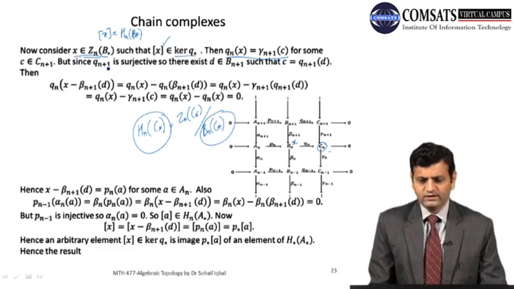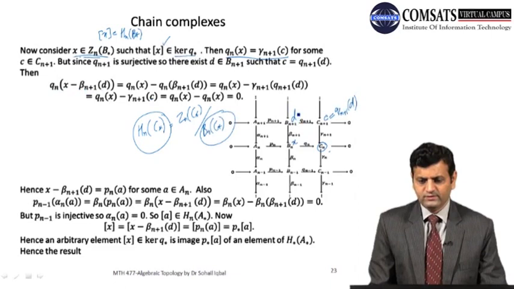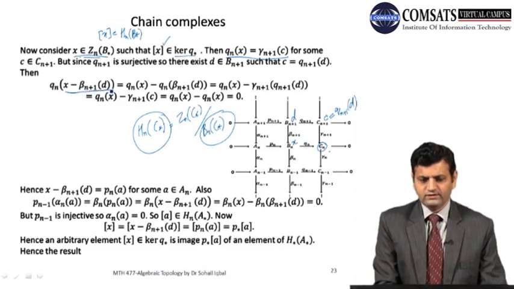But since Qn plus 1 is surjective, there exists D belongs to Bn plus 1 such that C is equal to Qn plus 1 D. Now consider this element Qn of X minus beta n plus 1 D. When we apply beta n plus 1 on D, we get an element of Bn, and I can subtract, so I can write down this element. Consider this image, which is equal to Qn of X minus Qn of beta n plus 1 of D.